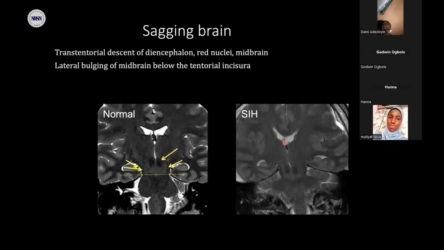Sagging of the brain, a major component of the SIH. So in the coronal images, for a normal patient, you draw a line, the incisural line, okay? You realize that we see that this is the red nucleus and the midbrain here. They all sit above the incisural line, and you have the pons and the medulla below. But in cases of brain sagging, you have the incisural line showing the red nucleus and bulging or lateral bulging of the midbrain below this line. Okay.